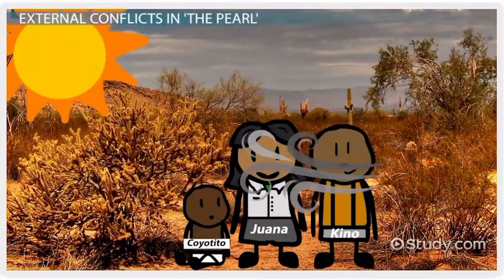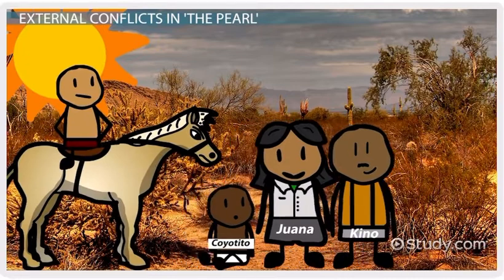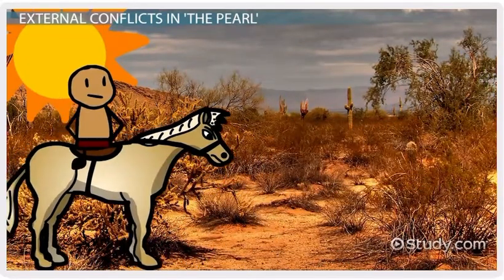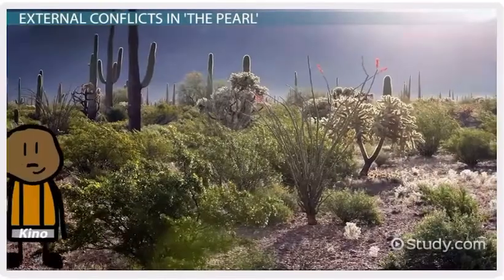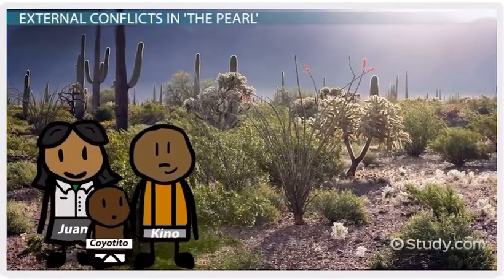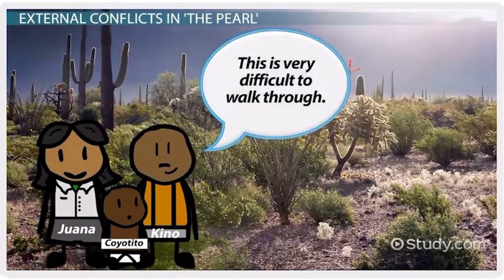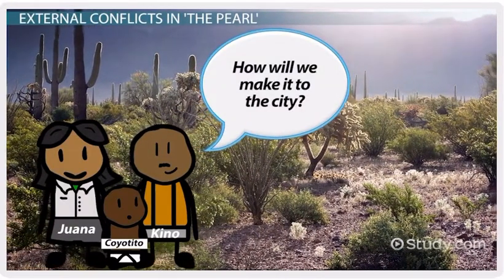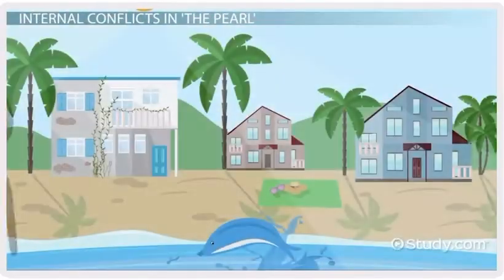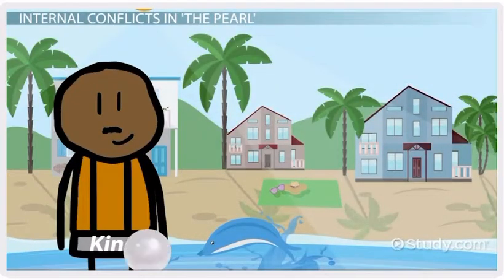This alone is a difficult journey, but as they become targets of unknown hunters, the surroundings make it difficult for them to gain an advantage. When Kino, Wana, and Koyotito are chased into the mountains, they find it very difficult to maneuver the rocks and thorny branches. This conflict makes it seem less and less likely that Kino's dreams for his family will be accomplished. Now let's explore some of the internal conflicts in The Pearl.